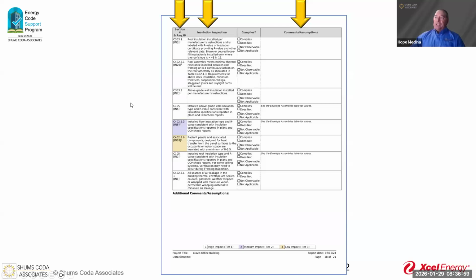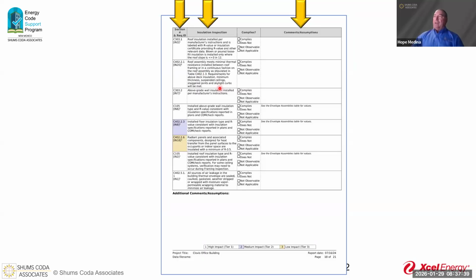So here we have our installation inspections. Again, this comes from our building envelope. So if you have questions about this and you're looking for data on this, cross-reference back to that compliance certificate in the building envelope, and that's where we'll find that information. When we're looking at this, it gives us our roof assembly meets the minimal thermal resistance installed between roof and framing in a continuous fashion or on the roof assembly as stipulated in 402.1.3. Requirements for above deck insulation, minimum thickness, suspended ceiling, staggered joints, and skylight curbs will be met.